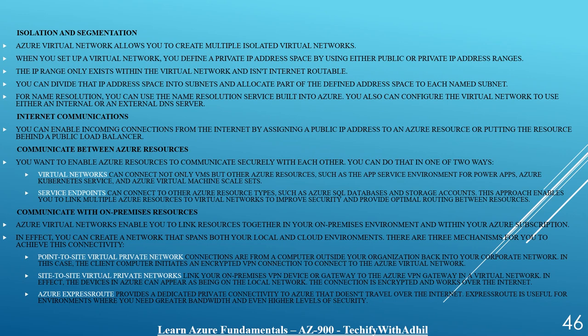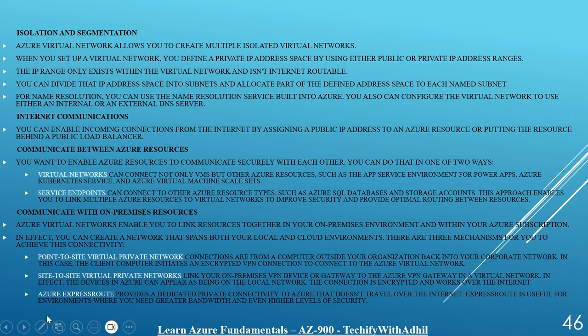Site-to-site is like companies in two different locations, maybe a second unit or second branch. From one unit to another unit we are connecting through a secure connection that runs over the internet. So this is site-to-site virtual private network. And the third type is Azure ExpressRoute. This provides a dedicated private connectivity to Azure that doesn't travel over the internet.